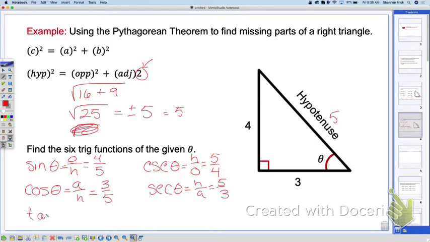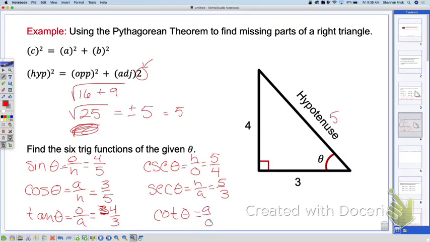Tangent is O over A, so it'd be 4 over 3. You did cotangent, wrong one. So cotangent is A over O, 3 over 4.